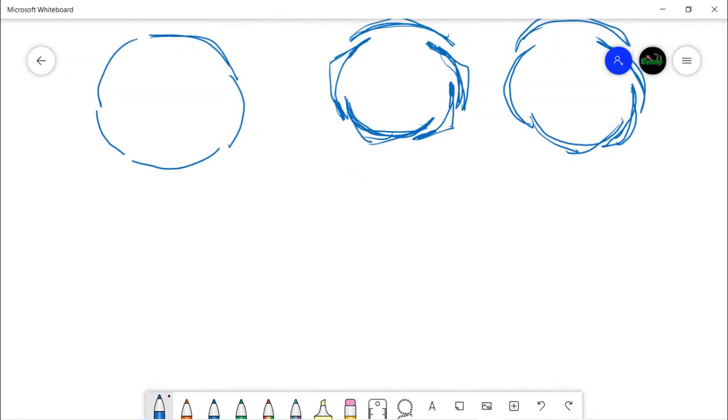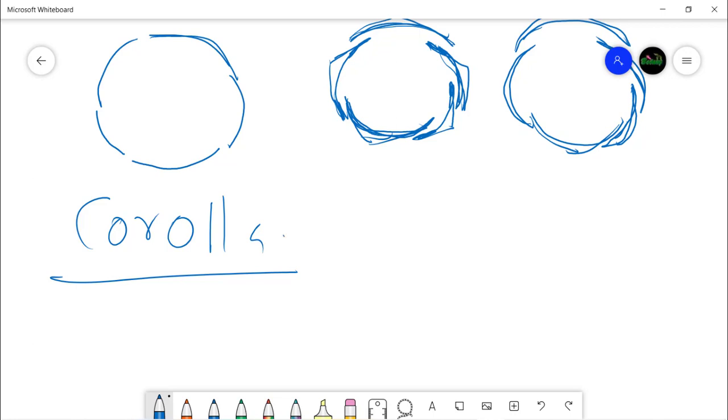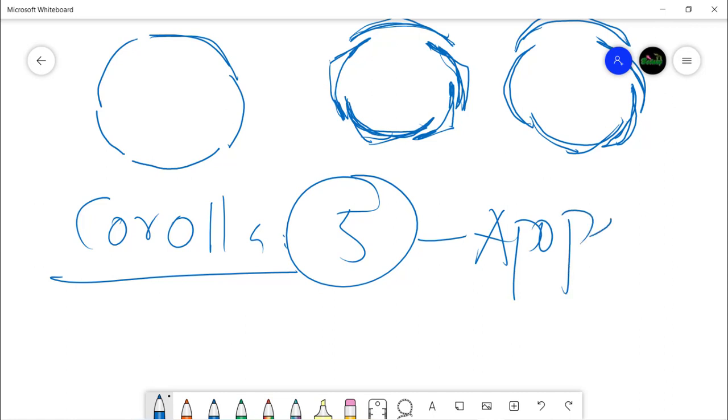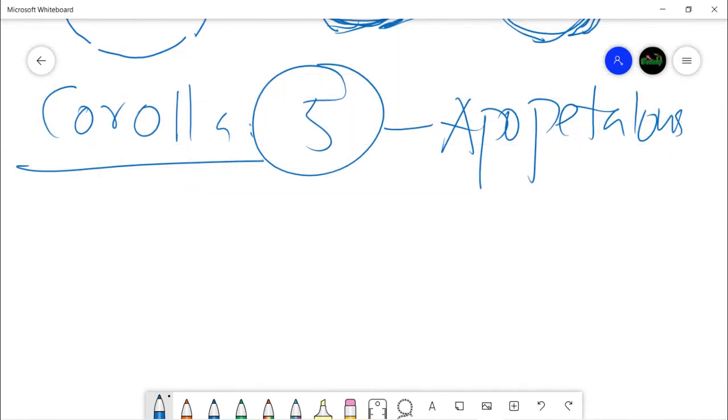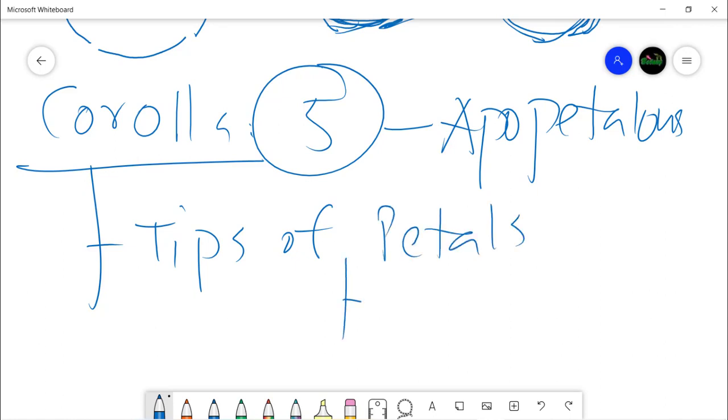Next is the corolla or petals. Petals, like sepals, are also 5 in number, and apopetalous. So they are free. All the petals are free from one another. Number 5 and free from one another. The tips of petals are reflexed. So this is another term in plant description terminology. Tips of petals are reflexed.